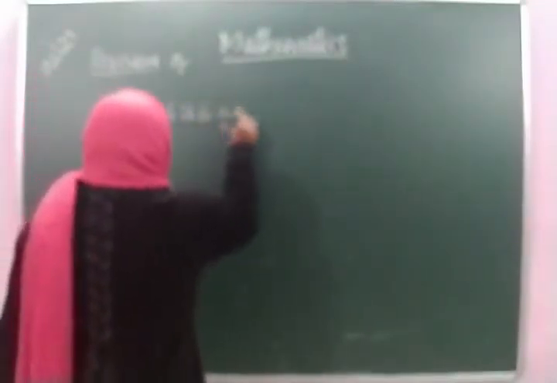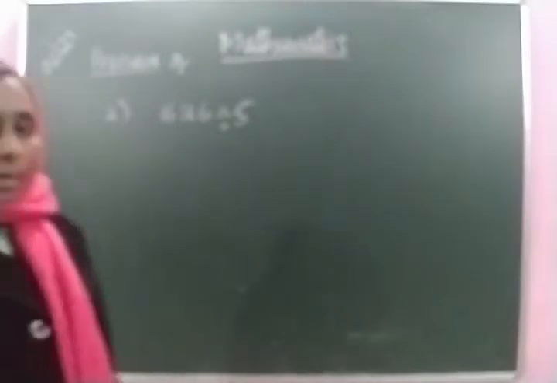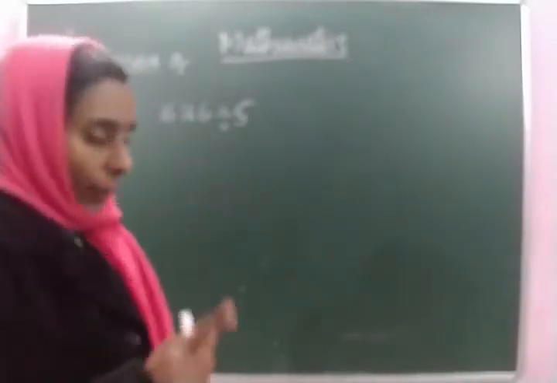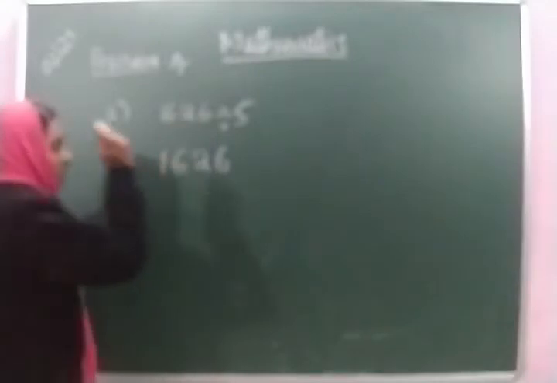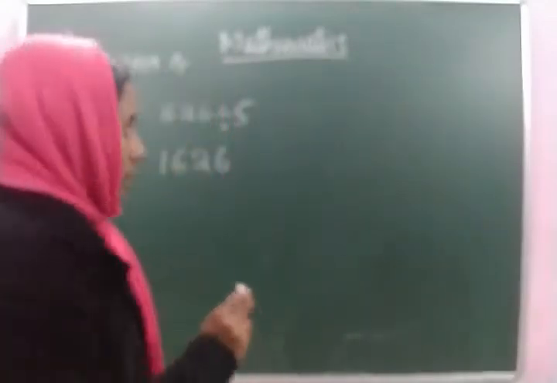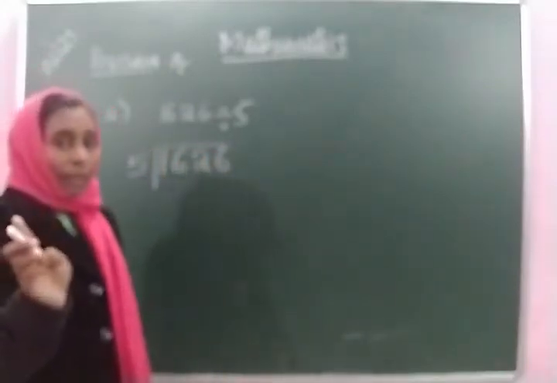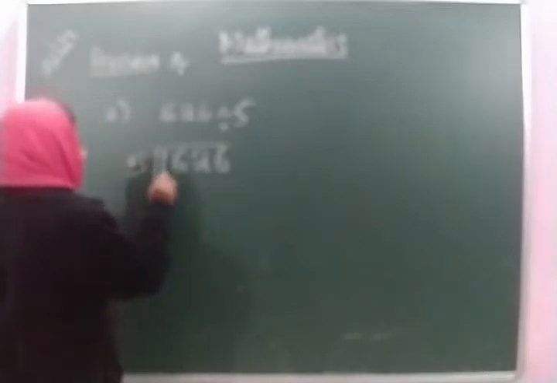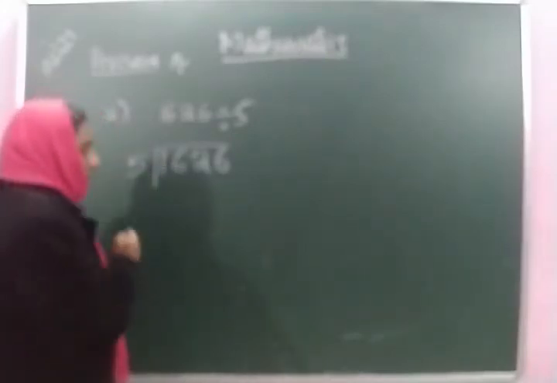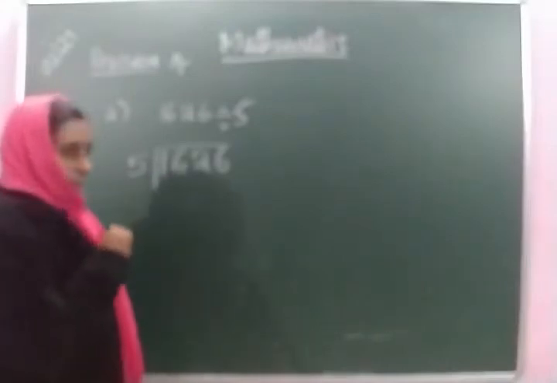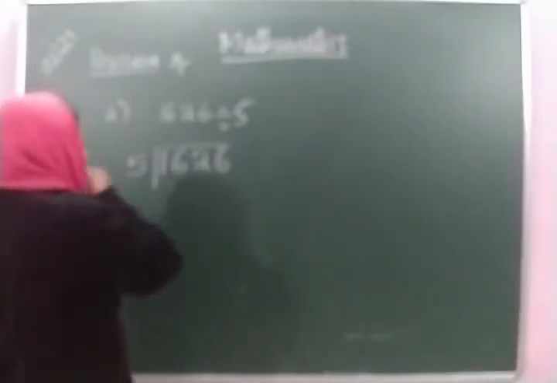1626 divided by 5, that is divide and verify. Here first we have to do the division. 1626 is the dividend and 5 is the divisor. First we should find the quotient. First we select one number from the dividend. The first number is 1, but this 1 is smaller than 5, so we have to choose one more number. 16. How many 5s are in 16?